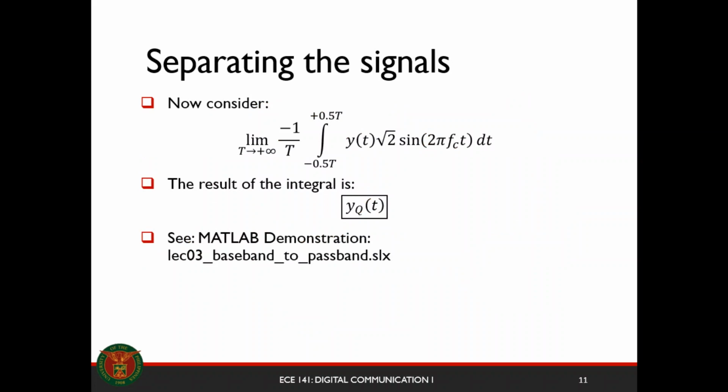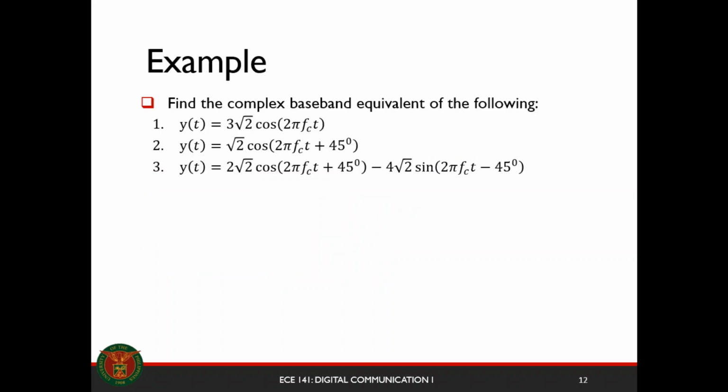Okay? So now consider that if we multiply it by sine 2 pi f_c t, you can do this by yourself. You'll get y_q of t. I'll demonstrate this to you once we meet in class. It's also going to be uploaded as a resource material. So knock yourselves out. Alright.